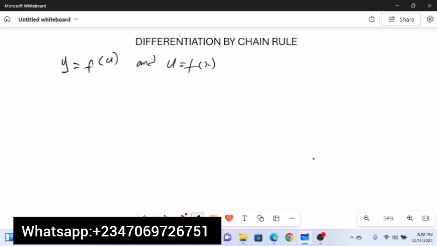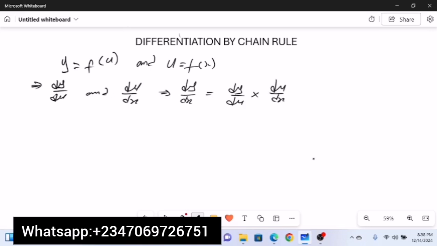Now, what is the chain rule? If y is a function of u, this only means I can only differentiate y with respect to u. And if u is a function of x, it means that I can only differentiate u with respect to x. And then dy over dx lies when I multiply these two terms together, which is dy over du multiplied by du over dx. If this happens, observe that du cancels du. I am simply left with what? dy over dx.